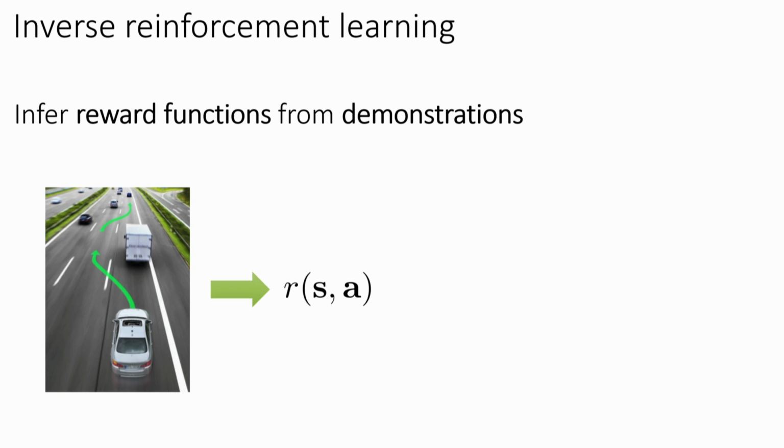Now, there are a few pretty major issues with doing this. One major issue is that by itself, this is an underspecified problem. So if I just say, here's a demonstration. This demonstration came from a policy that was optimal or close to optimal with respect to this unknown reward function. Give me a reward function that will produce this outcome. There are actually many, many answers that, without any additional statement about this problem setting, seem equally good.